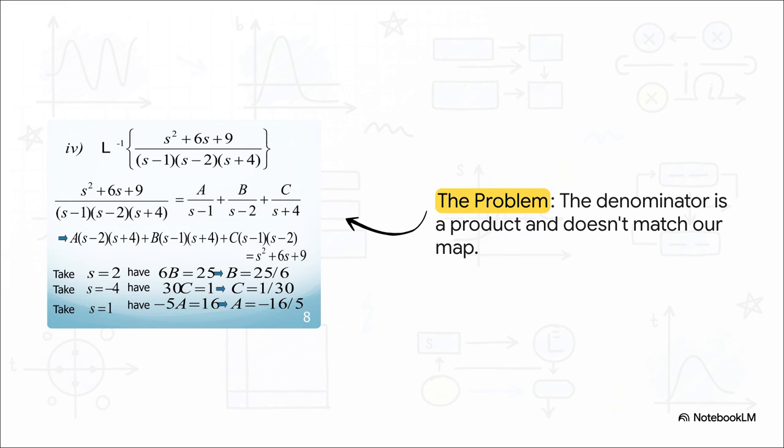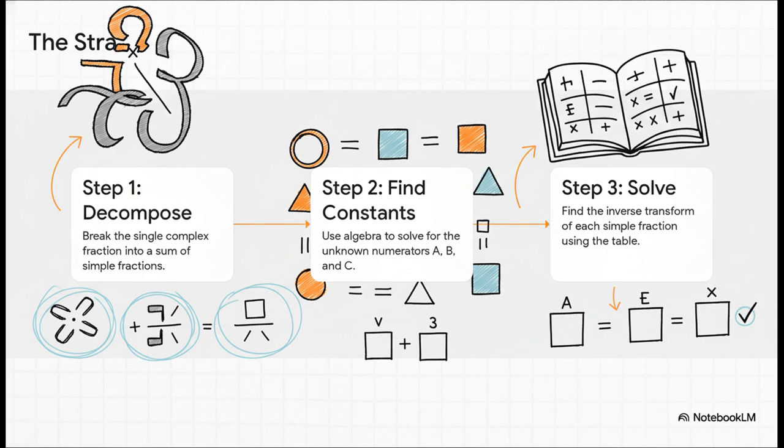It looks intimidating, I get it, but we have a really powerful algebraic technique that lets us completely restructure this whole problem. Okay, so here's the game plan. It's a strategy called partial fraction decomposition. And the entire goal here is to take this one giant, complicated fraction and break it down into a sum of several small, simple fractions. And each of those simple fractions is one that we do know how to solve using our table.